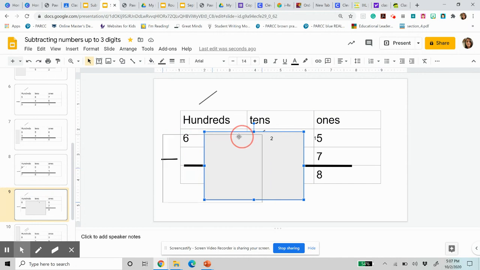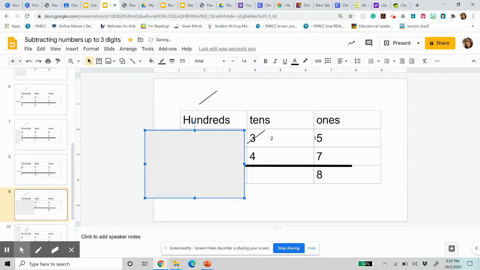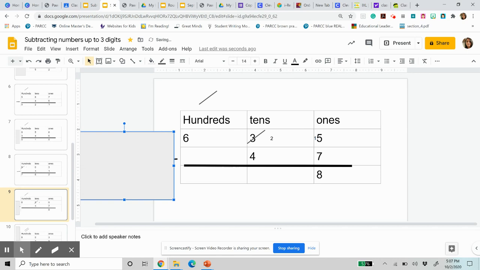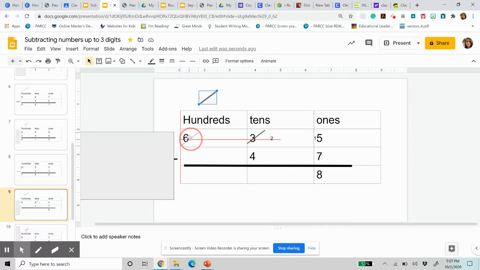Now let's move over here to the 10s. I borrowed over here. Thanks, 10. You're welcome. Now I have 2 minus 4. Uh-oh. We don't have enough. What are we going to do? We're going to knock on the hundreds. Hey, hundreds, my friend. Do you mind? Can you unbundle a little? Can you let me borrow? Sure. That's what neighbors are for. Oh, thank you so much.